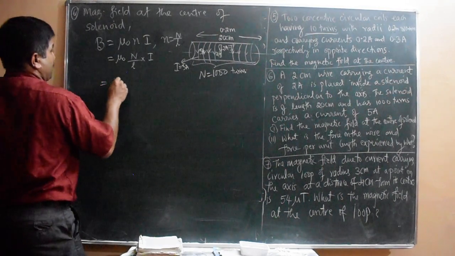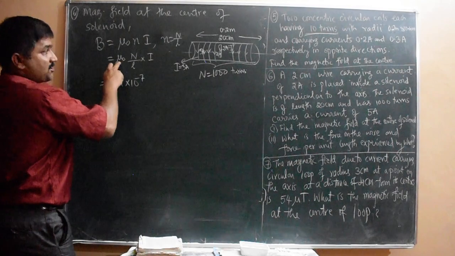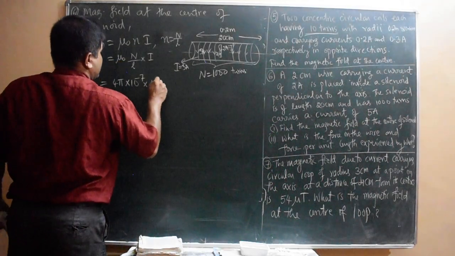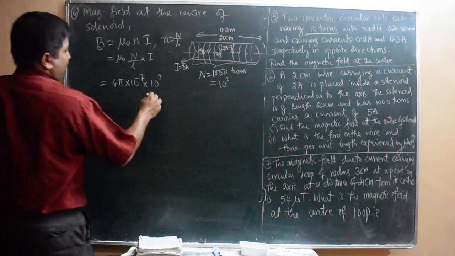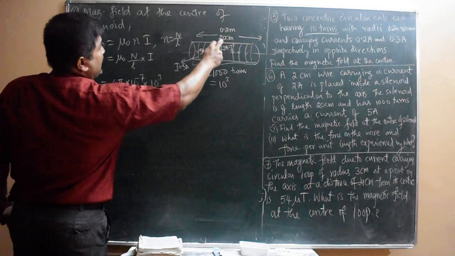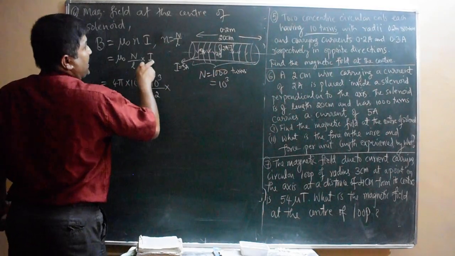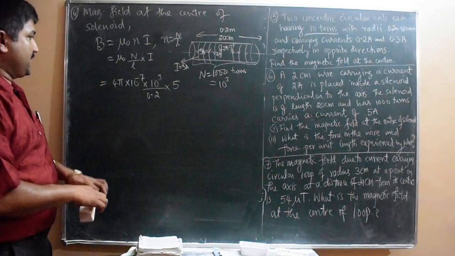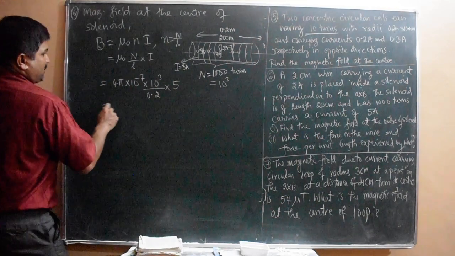Now substituting 4 pi into 10 power minus 7, the value of mu naught, into the number of turns in the solenoid, which is 1000. 1000 can be written as 10 power 3, for the sake of simplicity. Divided by the length 0.2, into the current in the solenoid, which is 5 ampere. So these are the numbers after substitution. Very simple to do the calculation.